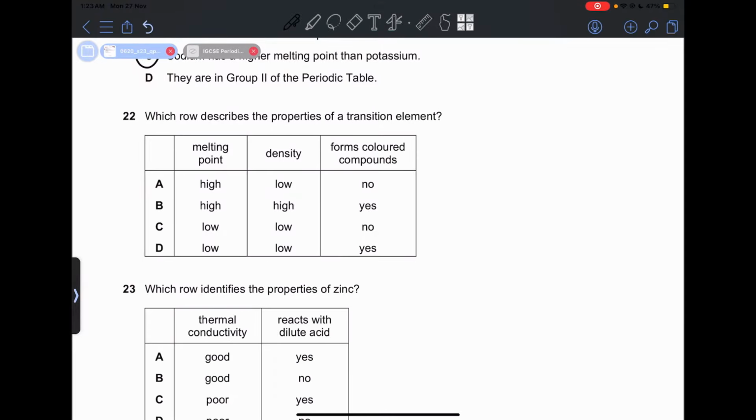22. Which row describes the properties of a transition element? A says that there is a high melting point, there's a low density, and it does not form colored compounds.